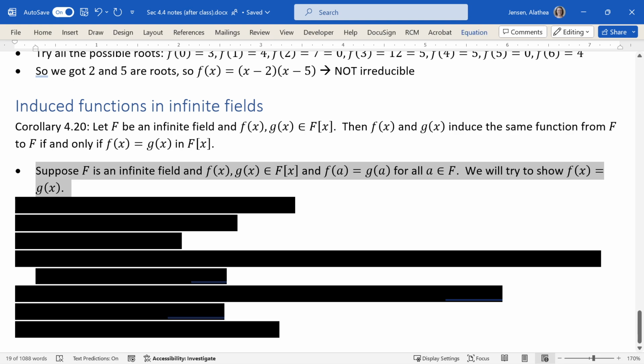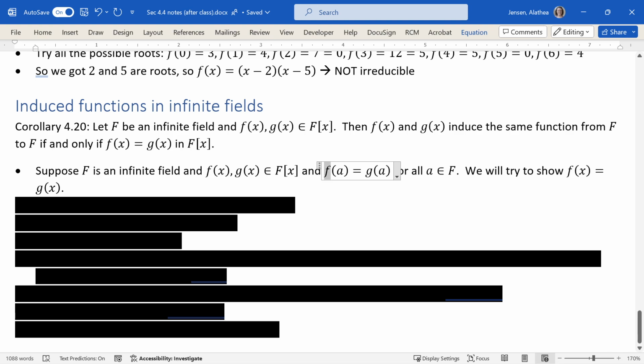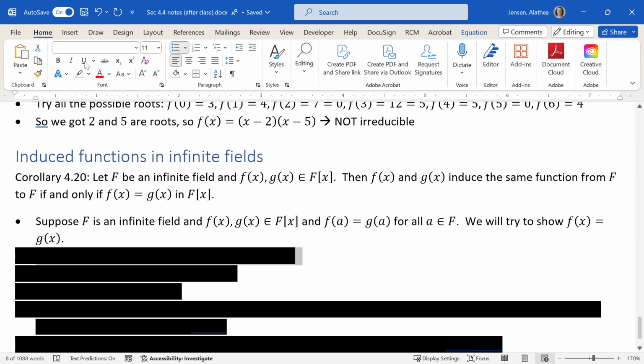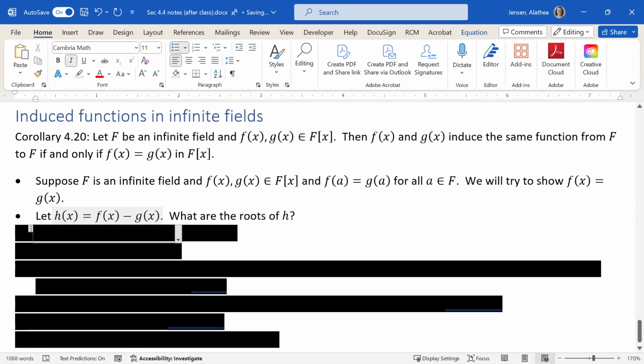Right, so we're going to try to show in this situation that if they induce the same function, then they are the same formula. Okay, so what we're going to do strategically is define a function h, and h is going to be f of x minus g of x. And then we think about what are the roots of h. Well, what can we plug in that will give us 0? Well, we said anything, right? So h of a is going to be f of a minus g of a. We said that's the same for all of the a's in F.